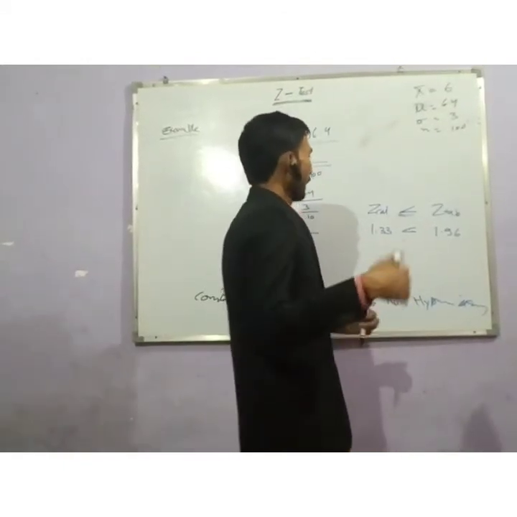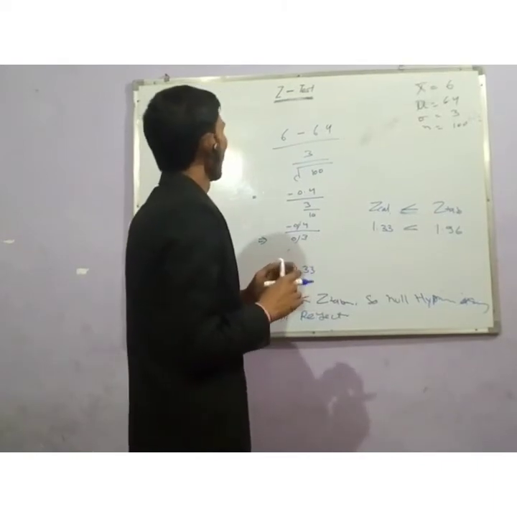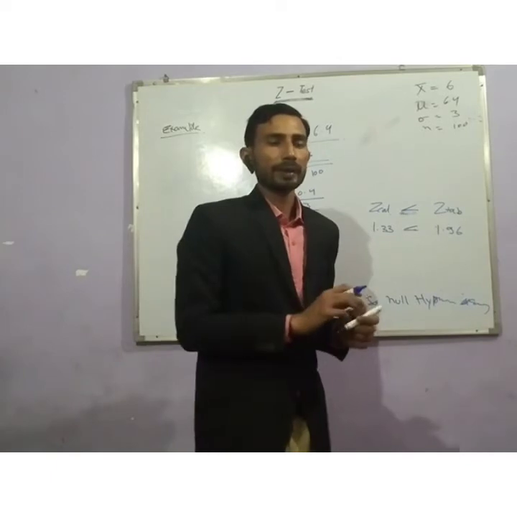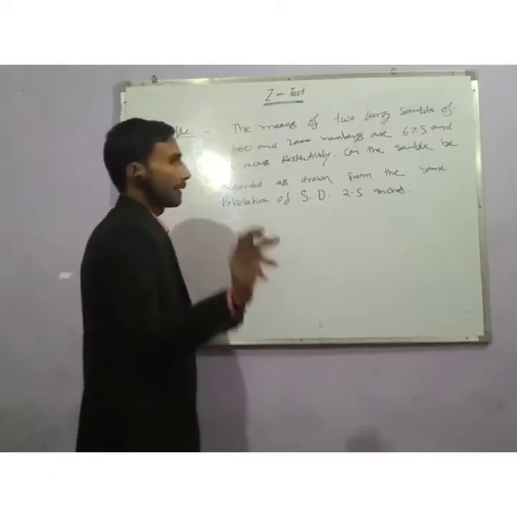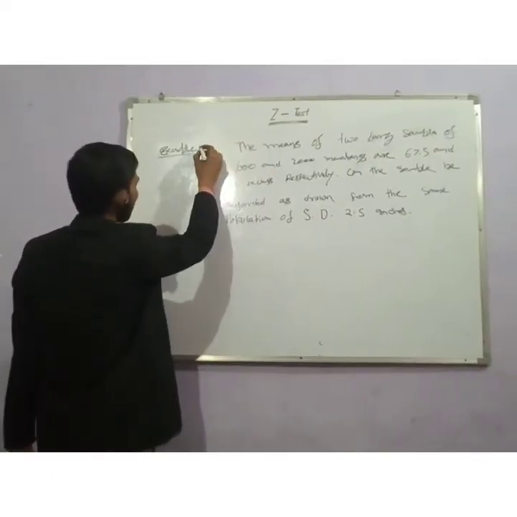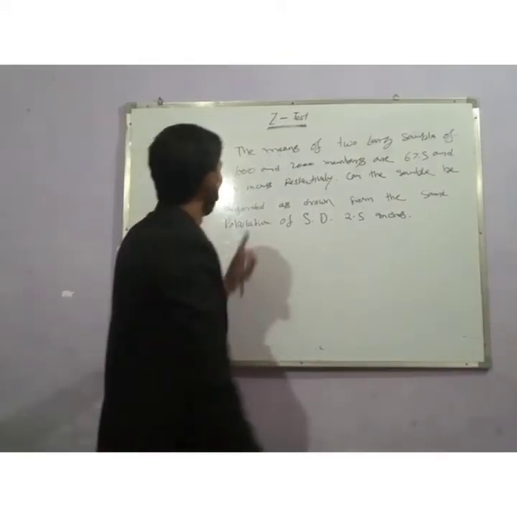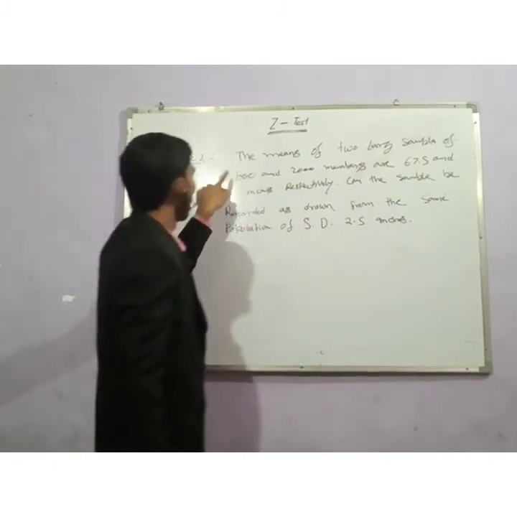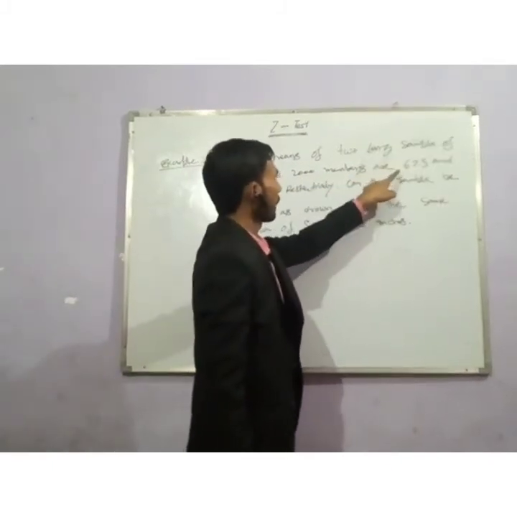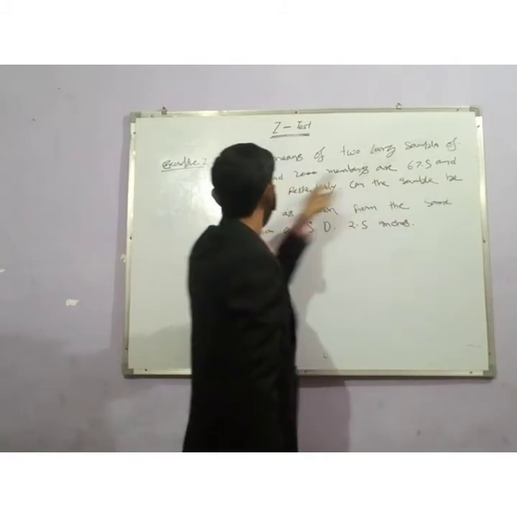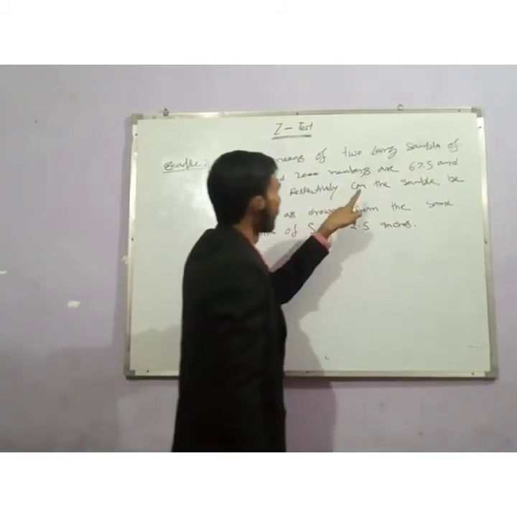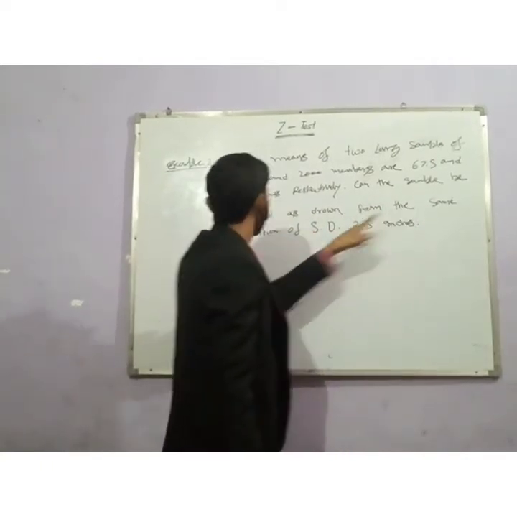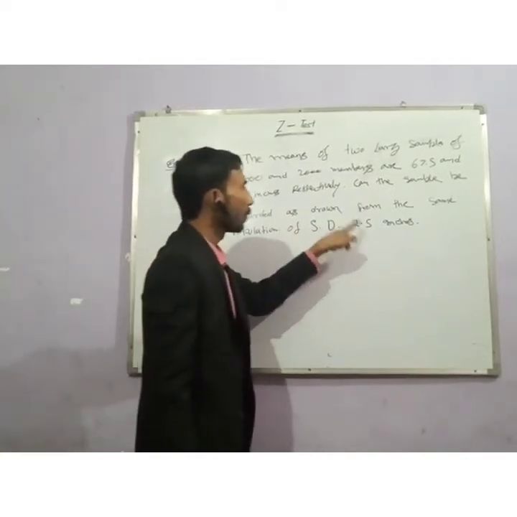Okay, now next we see two samples drawn from one population. Let's see the second example, dear student. Here the means of two large samples of 1000 and 2000 members are 67.5 and 68 inch respectively. Can the samples be regarded as drawn from the same population of standard deviation 2.5 inch?